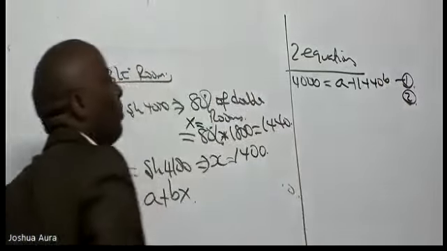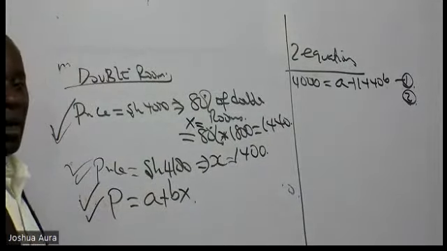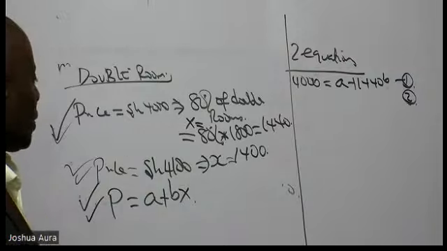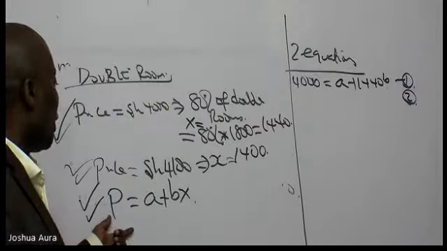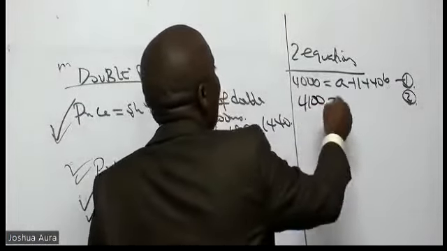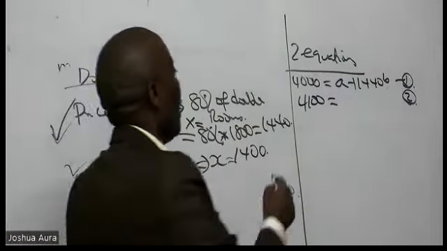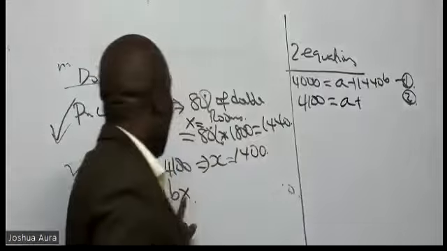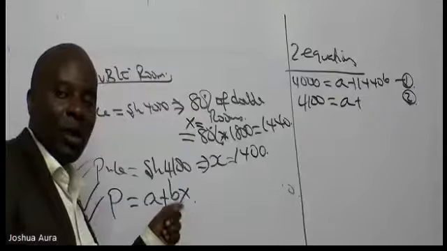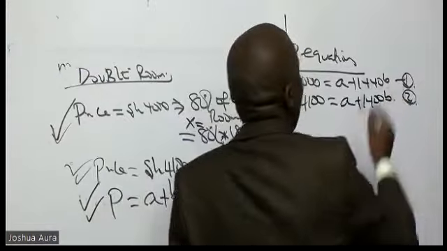How about equation number 2, using the second point? So we know that the price for the second equation is 4,100. So 4,100 equals A, which I don't know for now, plus B times X, and X is 1,400, so it'll be A plus 1,400 B, like that.